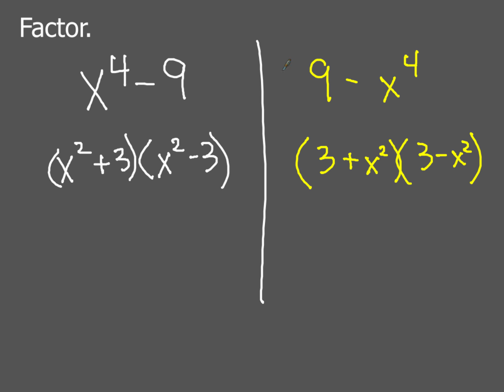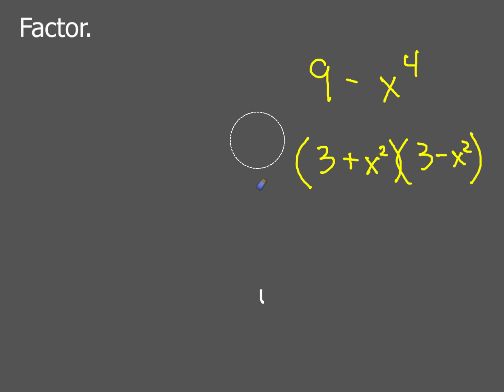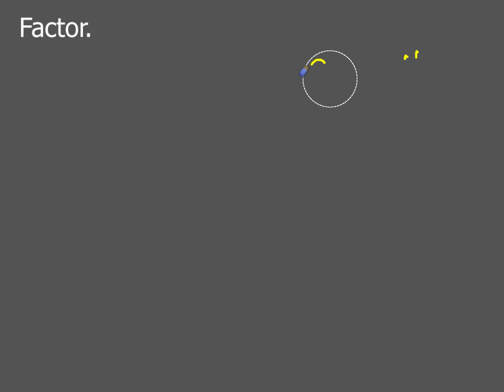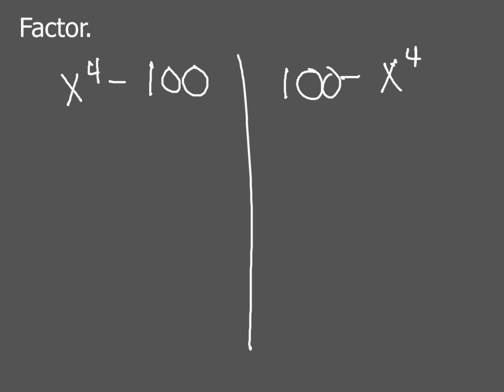Now let's take a look at another one real quickly here. I think you guys will probably pick this up pretty quickly. Let me give you 2 more to take a look at, and make sure that you get these both right. And I think you're almost good to go, with the exception of maybe a few tricky ones. So x to the 4th minus 100, and then 100 minus x to the 4th.